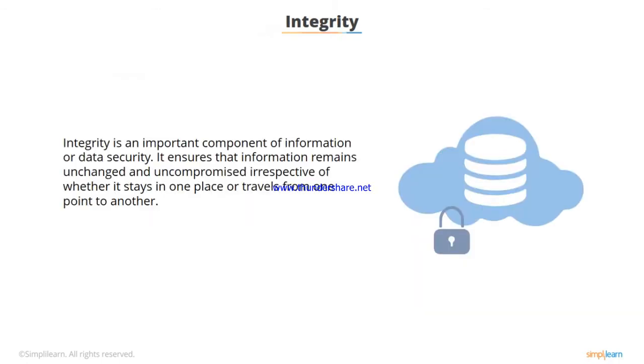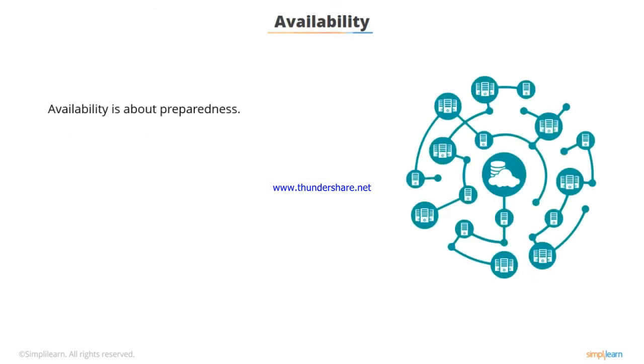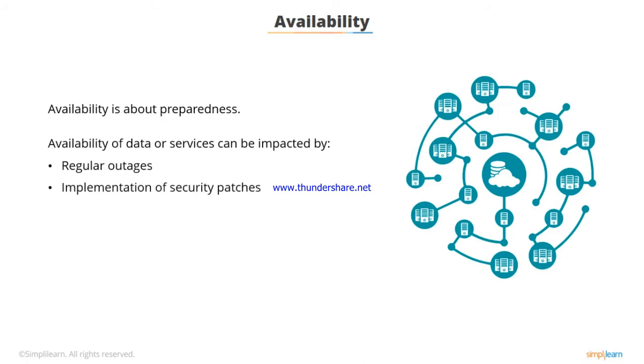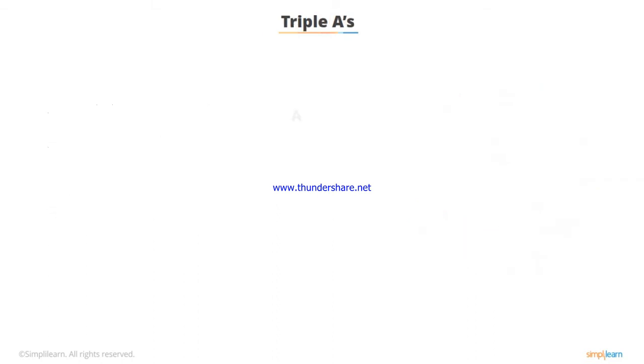Integrity is an important component of information or data security. It ensures that information remains unchanged and uncompromised, irrespective of whether it stays in one place or travels from one point to another. Unlike the previous two components, availability is about preparedness. Availability of data or services can be impacted by regular outages, implementation of security patches, or security events like denial of service attacks. The triple A's are authentication, authorization, and accounting.